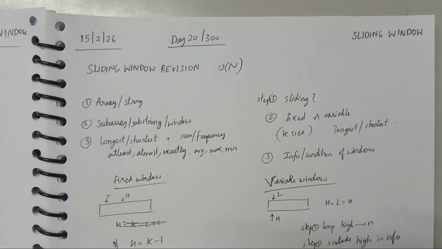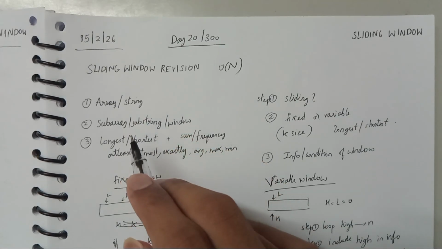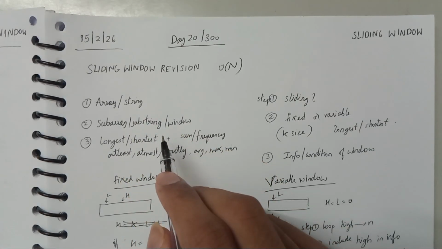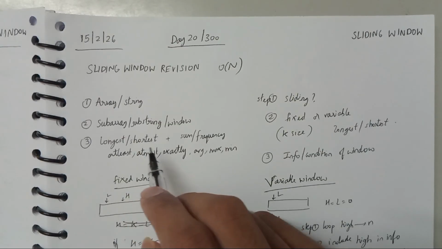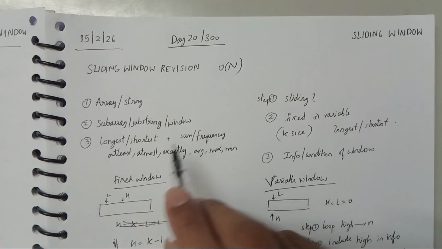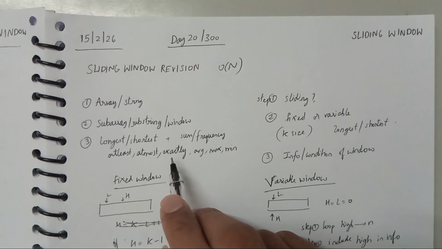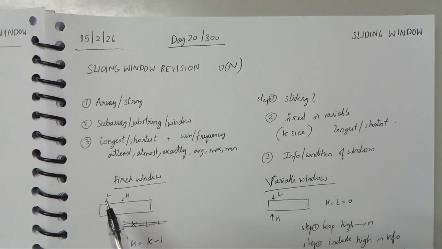Alright guys, so we are going to revise sliding window in this video. And first of all, when do we apply sliding window? When the question is about a linear data structure, that is array or string, and it is asking for a subarray, substring, or a window, and also it is telling to find longest substring, longest subarray, shortest subarray, or some frequency, at least, at most, k exactly, etc. All these keywords suggest to use a sliding window.